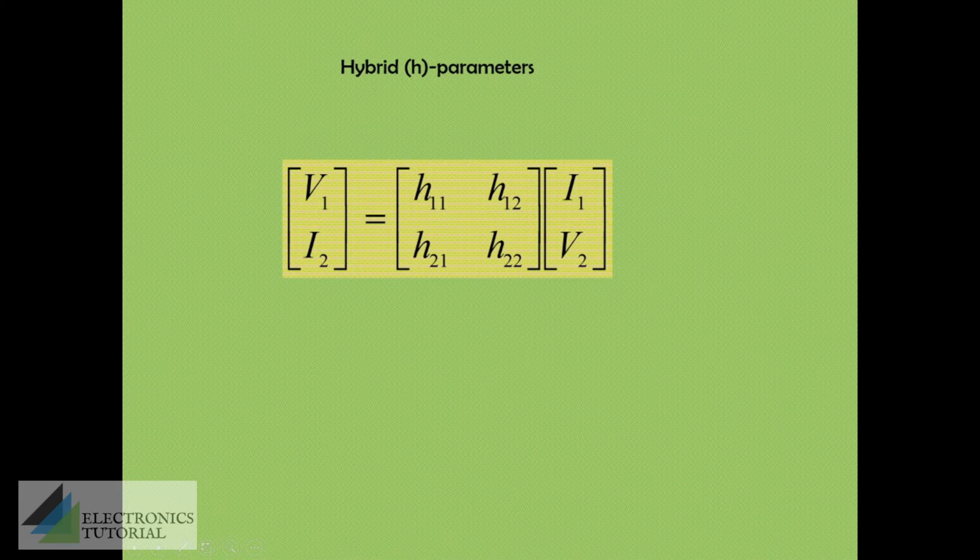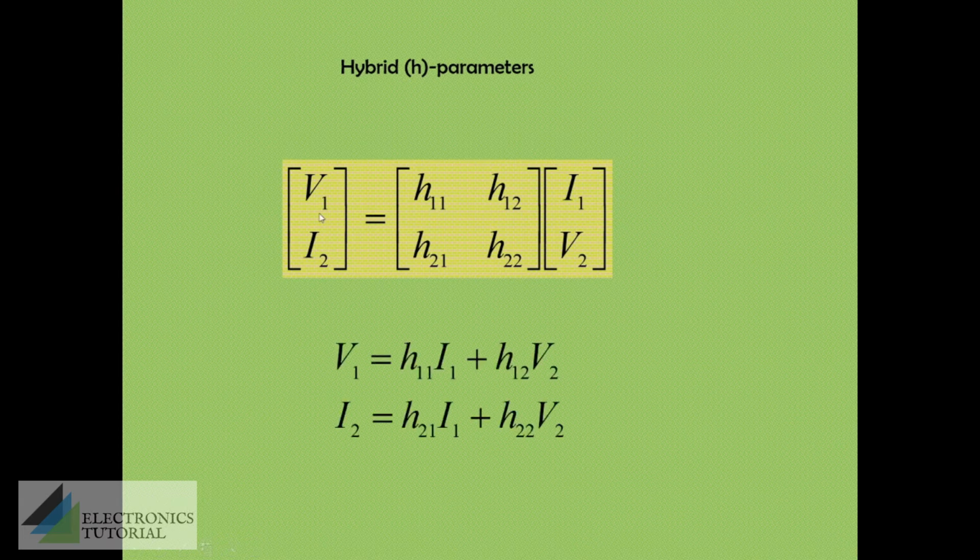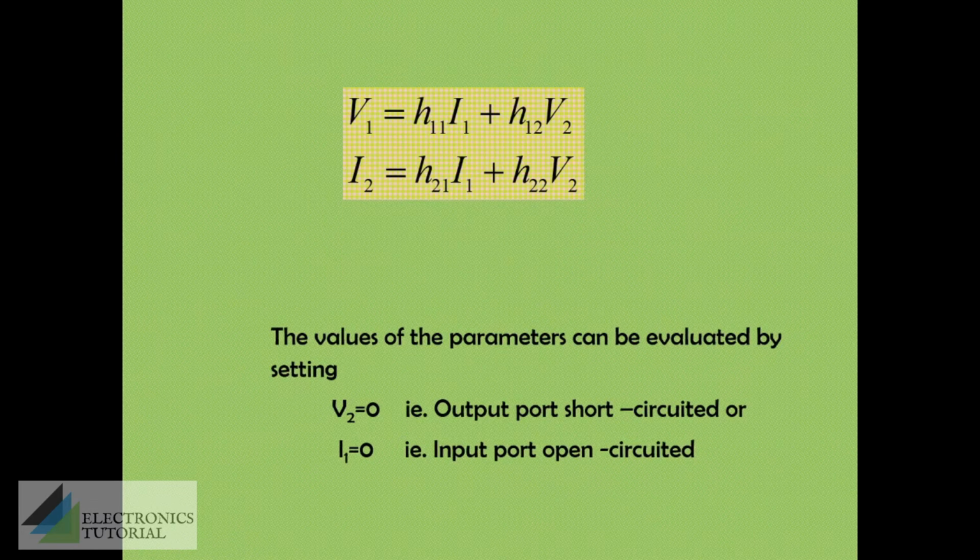We can express this in equation format. V1 is equal to H11 into I1 plus H12 into V2. Likewise, I2 is equal to H21 into I1 plus H22 into V2. The evaluation process also has a mixed up nature. In the output port, we will short circuit, and in the input port, we will open circuit.